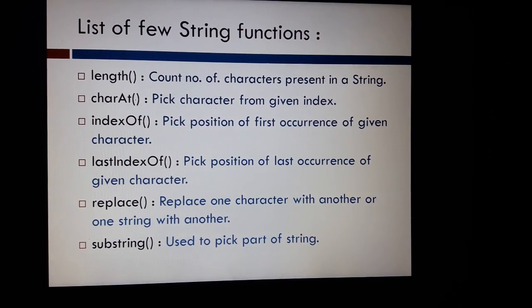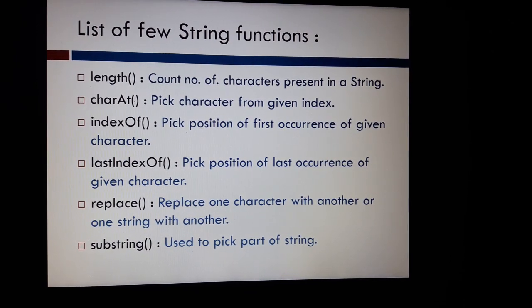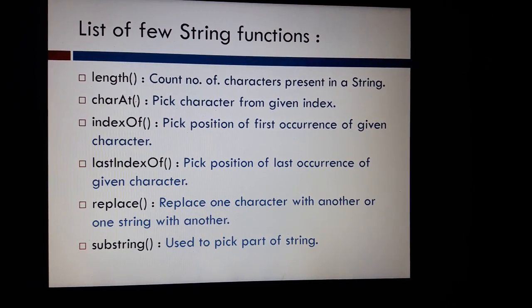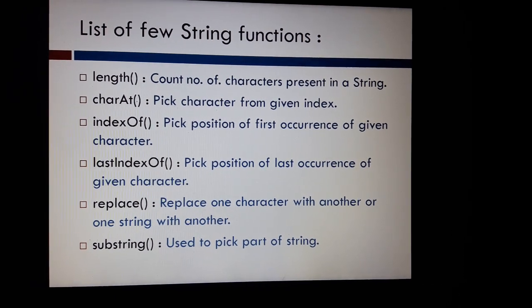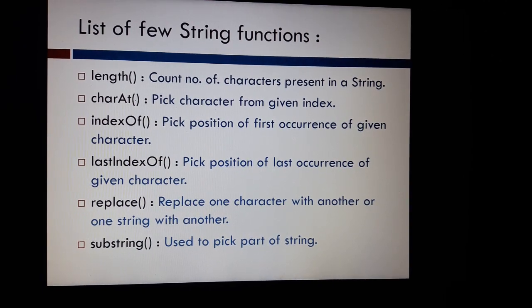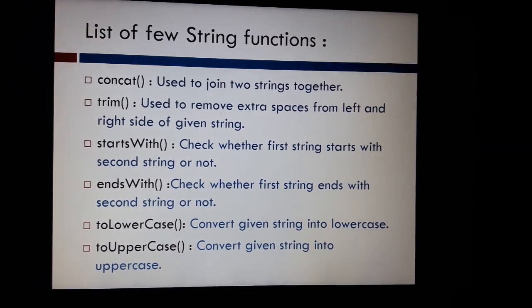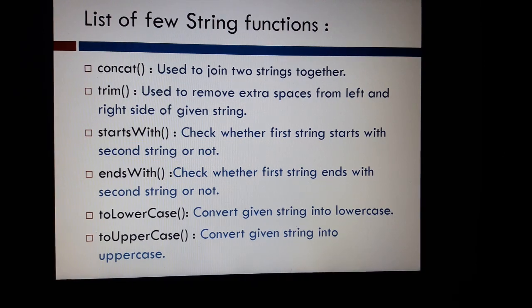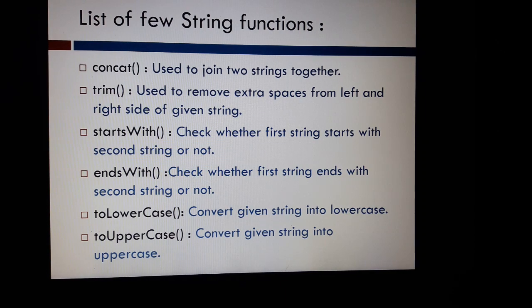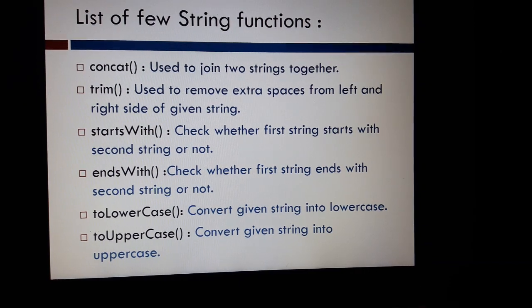And last index of is used to find the last index of a particular character, the last occurrence of a particular character. And replace function is used to replace one character with another, or we can say one string with another. And substring function is used to pick a part of a string, or we can say pick a subpart of a string. And another one is concat, a short form of concatenation, used to concat two strings together, we can say. It is used to join two strings together.